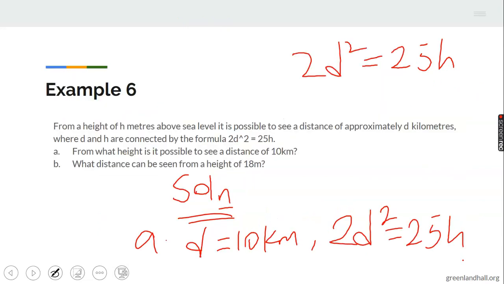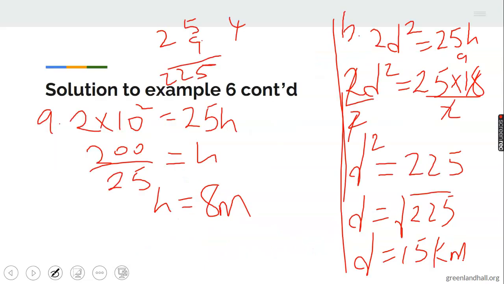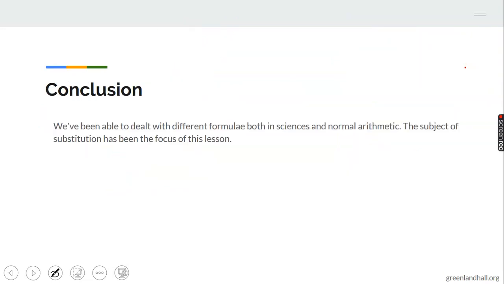So, do you see? 2d squared equals 25h. What is our d? We already know it, 10 kilometers, but our h we don't know. Put the value of your d, then divide both sides by 25, and you get your h. That was what we did here, 8 meters. Then here, you've been given h to be 18, and you have 2d squared equals 25 multiplied by 18. Divide both sides by 2. So that will be 9. 25 times 9 will give us 225. Then d squared, what is that number that when you multiply twice will give you 225? That is 15. That's how we got 15 kilometers.